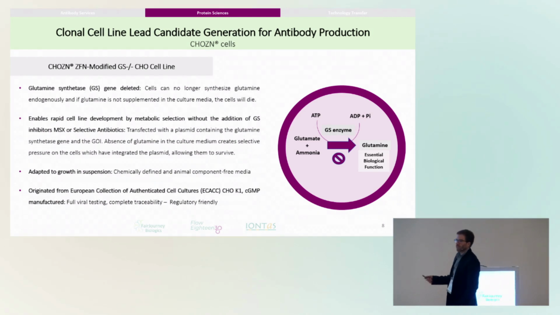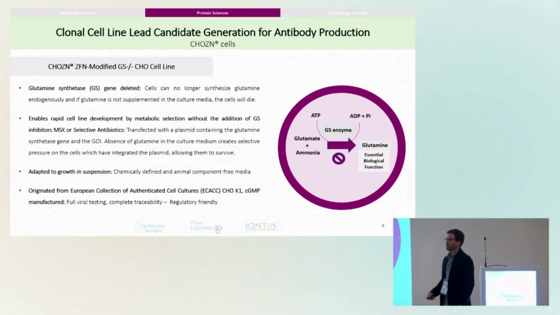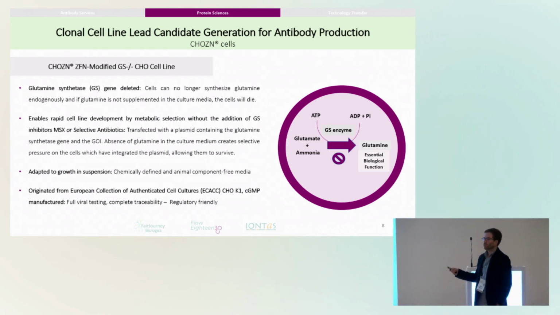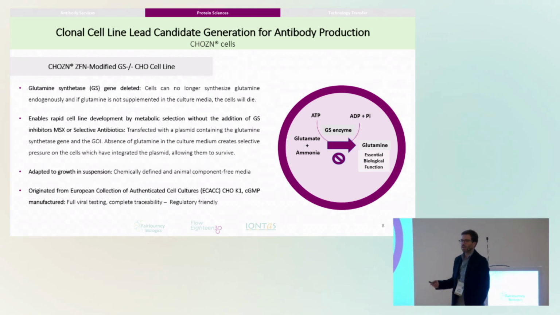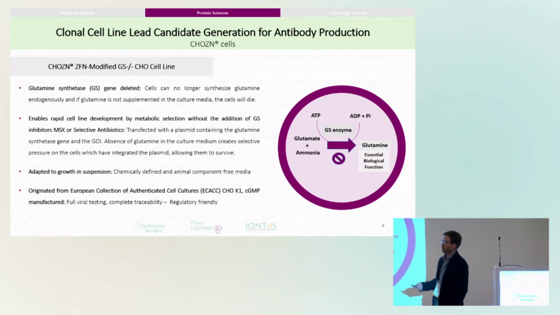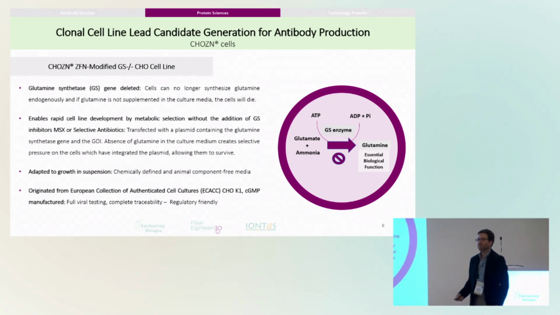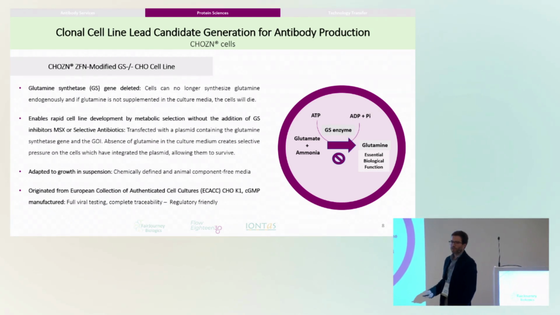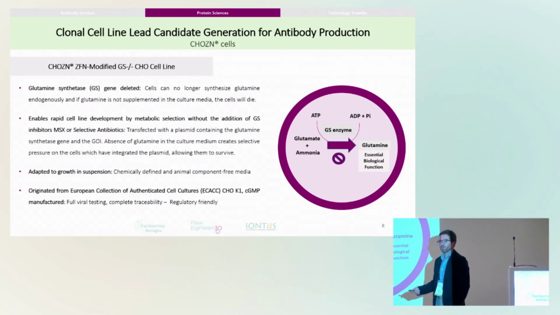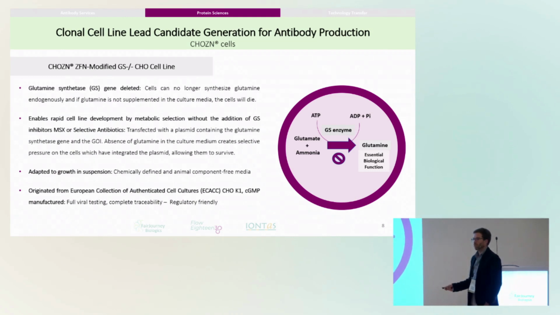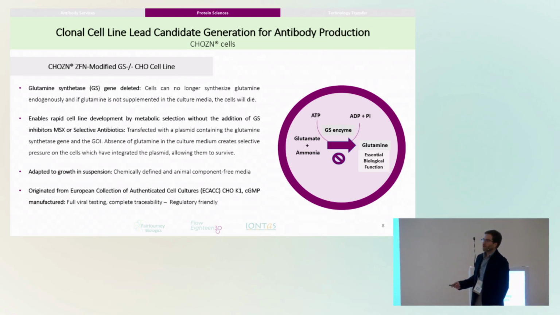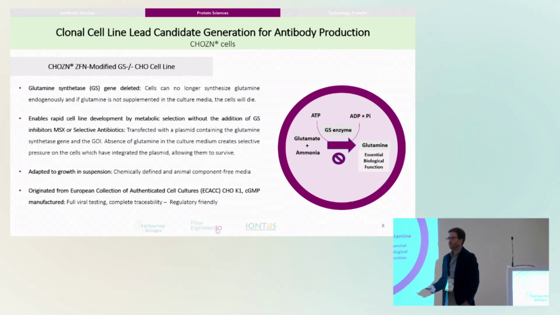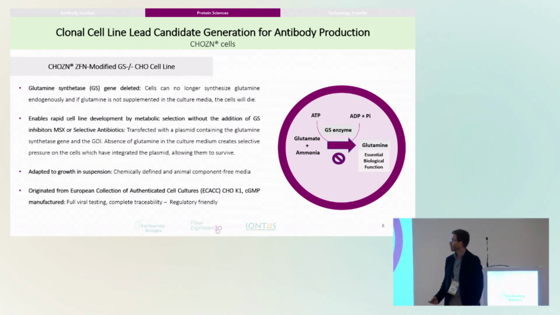And the way we select the stable clones is by transfecting these cells with a vector that contains the glutamine synthetase and also the genes of interest of the antibody, and growing them in media without glutamine. This means that only the cells that stably integrate the plasmid and are able to synthesize glutamine will be able to survive. In this way, we do the metabolic selection without the addition of any inhibitors or any antibiotics.